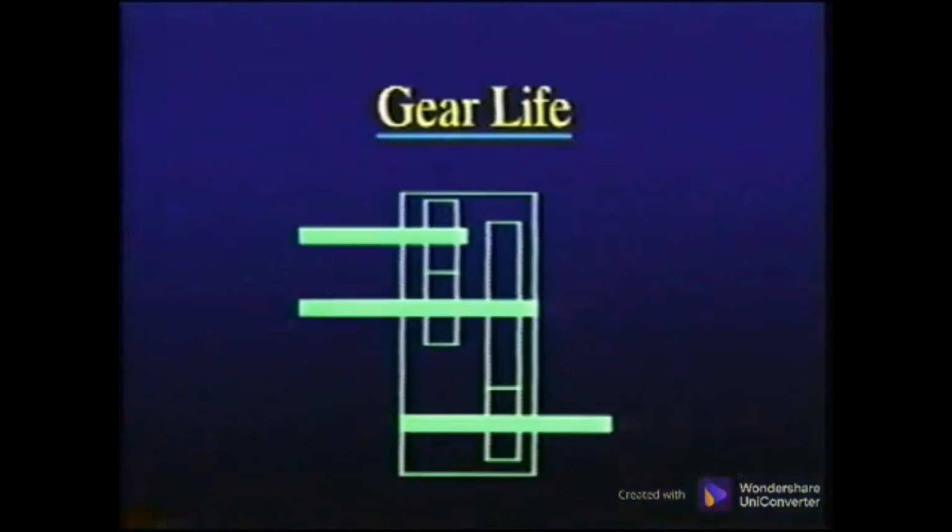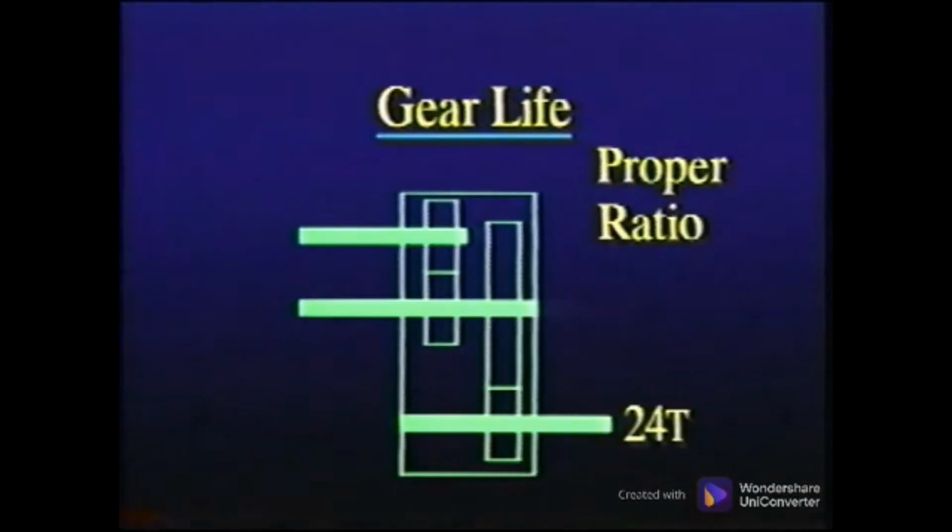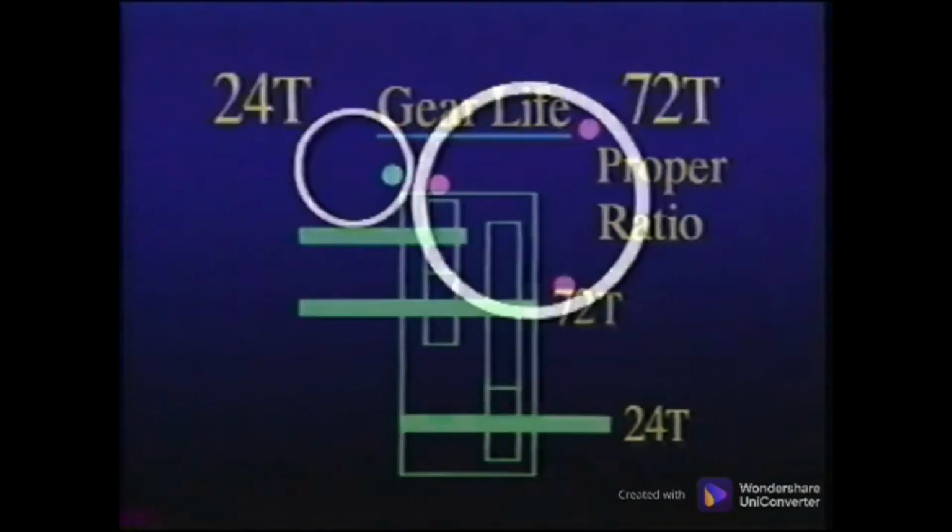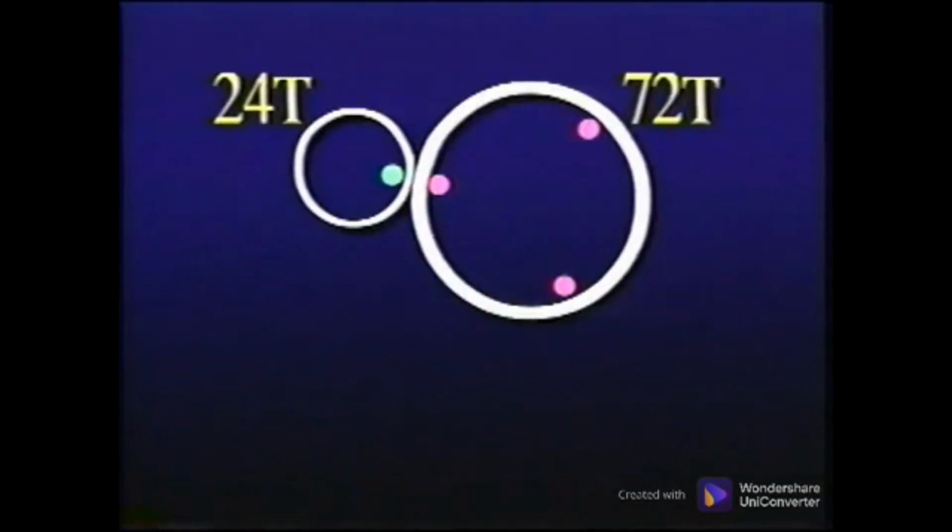Earlier, we pointed out that the life of gears depends to a large part on the gear ratio. A proper ratio is one in which a tooth on one gear contacts every tooth on the mating gear before repeating the cycle. This is a sketch of the layout of a gearbox that drives a winder. Notice the input shaft has 24 teeth. The mating gear has 72 teeth. With this configuration, a tooth on the input shaft will only contact 3 teeth on the mating gear.